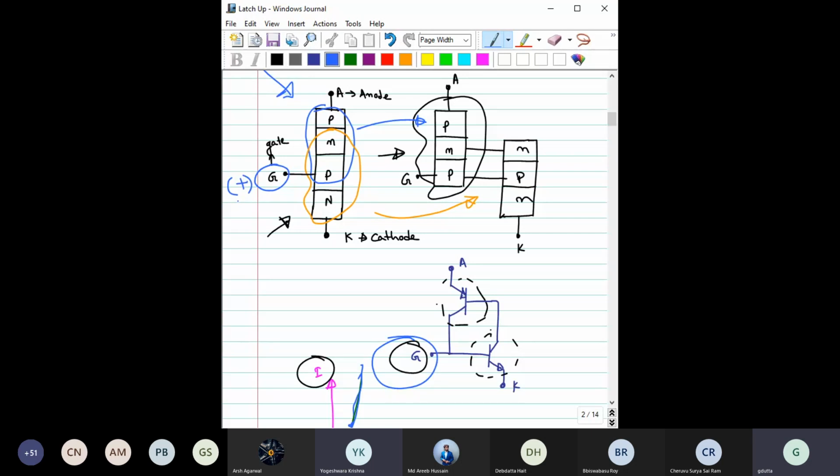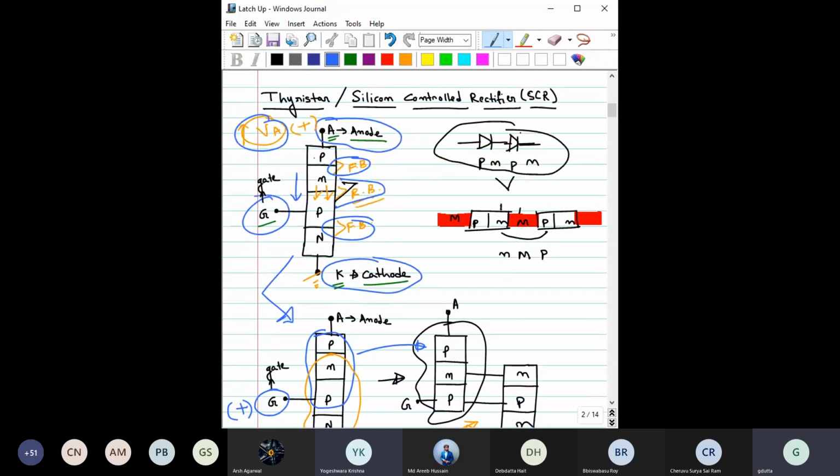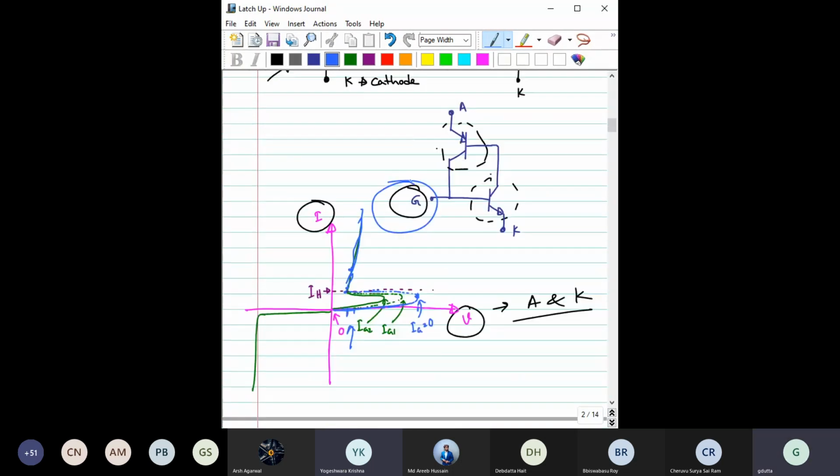Suppose at this gate terminal we are applying some positive voltage. Then what will happen? This junction was reverse biased earlier, right? But now we are applying additional voltage to this P. That means we are trying to make this PN junction forward biased. So the avalanche, which was earlier possible at a higher anode voltage, will occur at a much lower voltage, right?